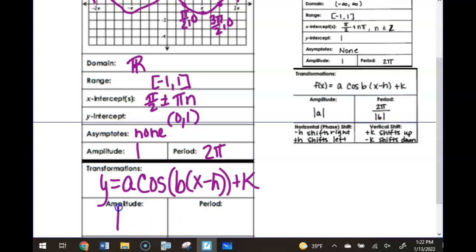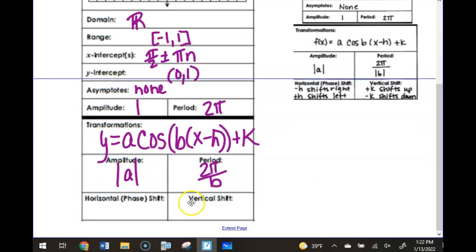Okay, amplitude is the absolute value of A, and the period is 2 pi divided by B. It's a reciprocal relationship. And it started at 2 pi, and that's why it's being stretched or shrunk based on 2 pi. Plus or minus h would shift it left or right, and plus or minus k would shift it up or down, but we're not going to worry about those today.